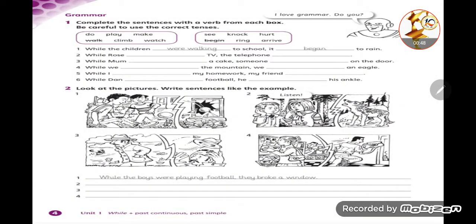Please all of you open your workbook or activity book page 4. إذا الكل يا حلوين بيفتح كتابه التمارين أو كتاب الworkbook صفحة 4.